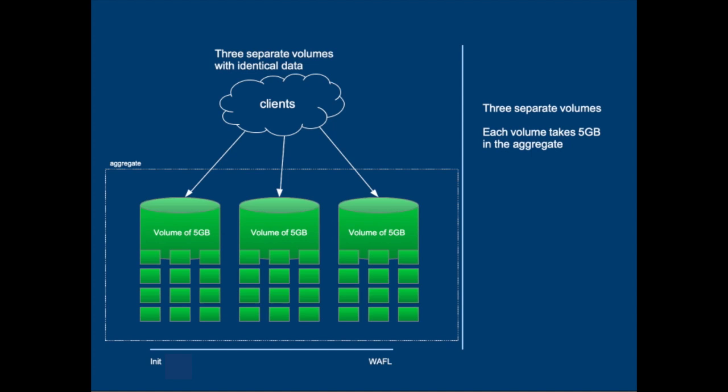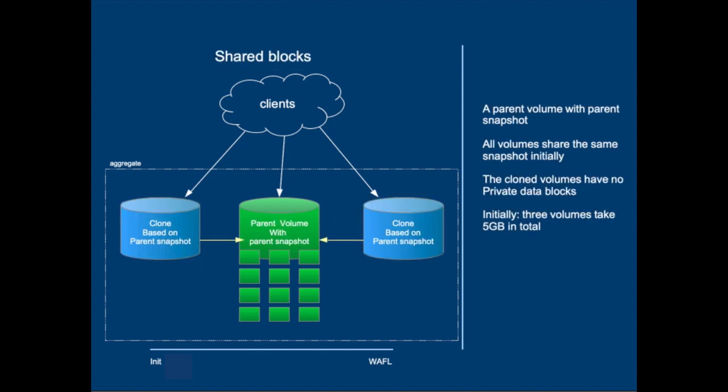If you'd create a snapshot in the first volume and then use that snapshot as a parent for additional volumes, so clones, then you could potentially save a lot of disk space. In this case, 3 volumes initially only take 5 GB with the 3 of them. Only when the individual volumes start allocating data blocks, then they will start taking more space in the aggregate than 5 GB.